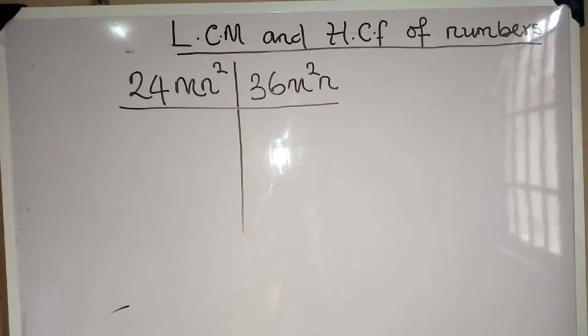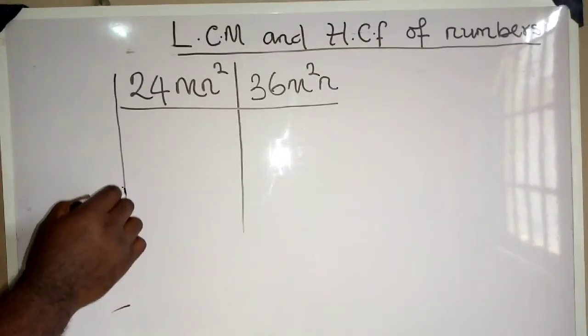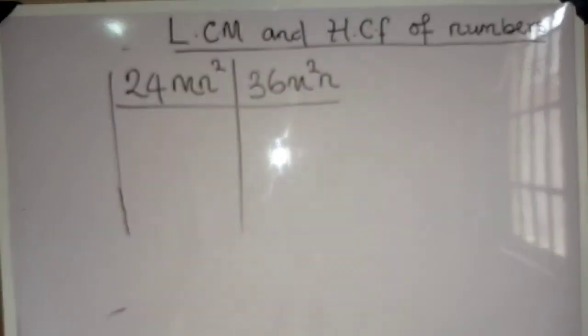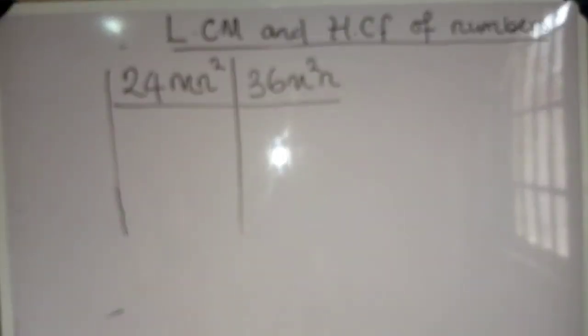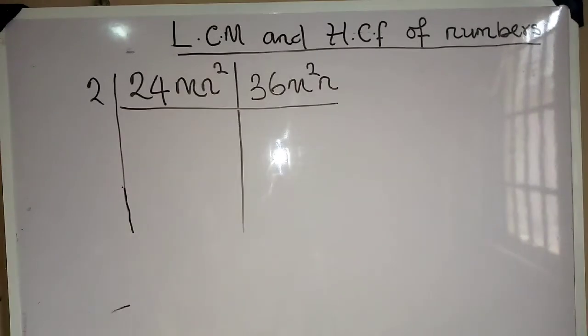So here is another example. I have 24mn squared and then 36m squared n, and I'm asked to look for the HCF as well. Now, as we have always been doing, you ask yourself, what is the lowest possible common factor between 24mn squared and 36m squared n? You can see that 2 can divide because 2 is a factor of this and this.